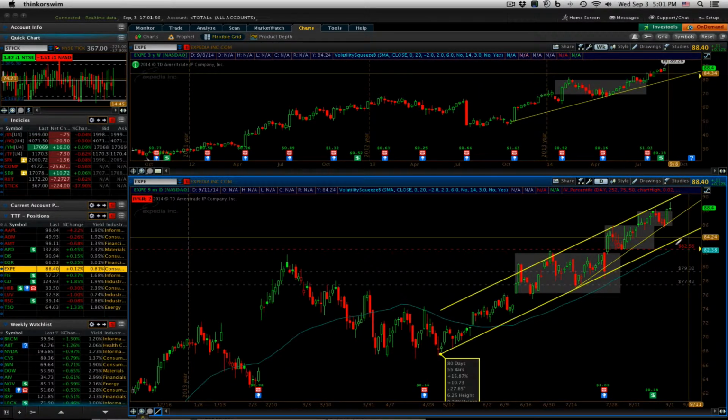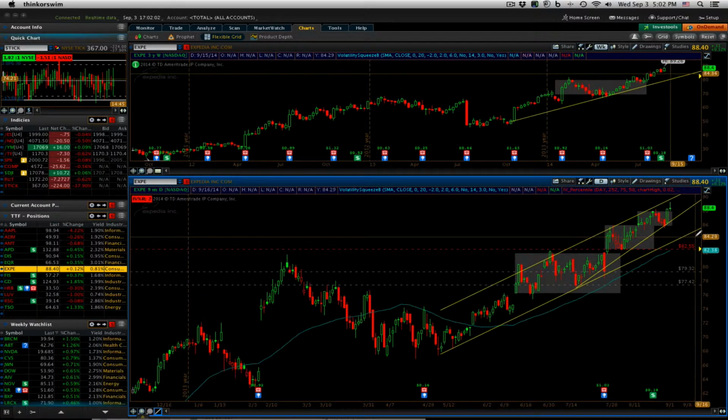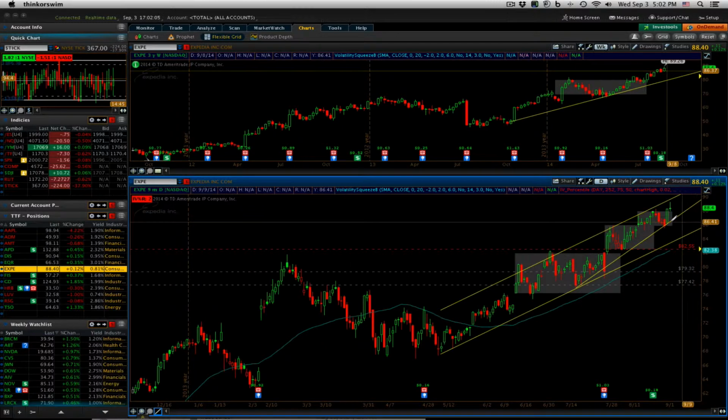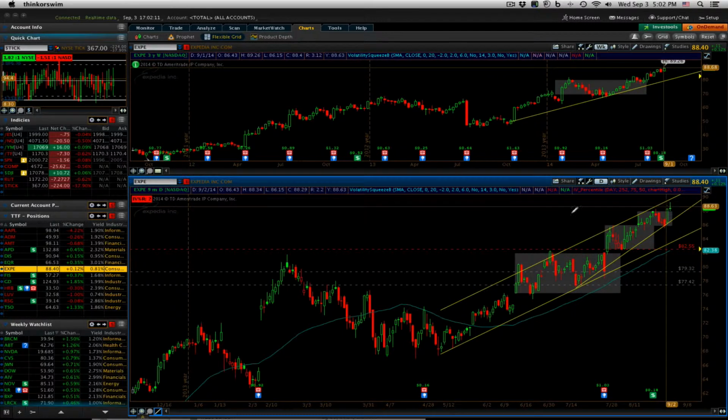But my preference would be to allow this 50-day to come up to like 84, 85, and allow another couple weeks of sideways action, and then have that bounce. And I think then at that point, it wouldn't be sold into like it was here.